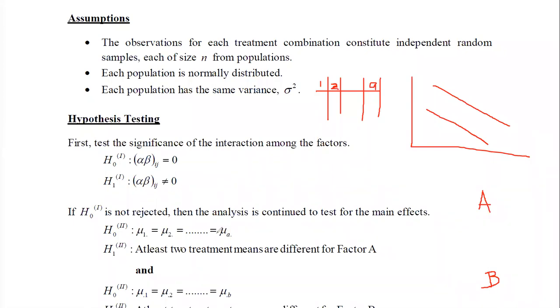The hypothesis used here is that the mean levels of the factor are all equal, against the alternative that at least two treatment means differ for factor A. This is how we test the main effect of A by considering this as a CRD, and for factor B also we can use another CRD technique. Now you are testing these separately.